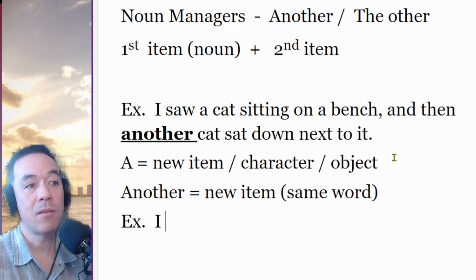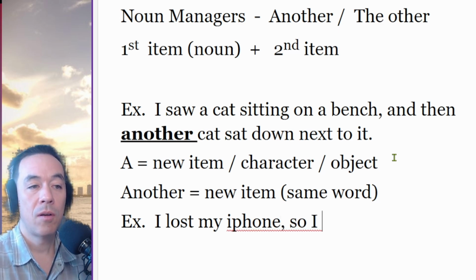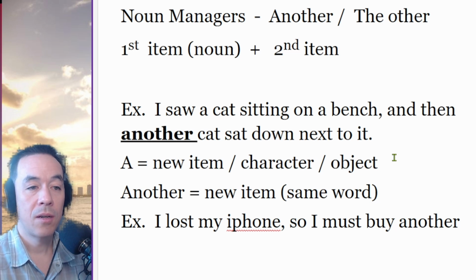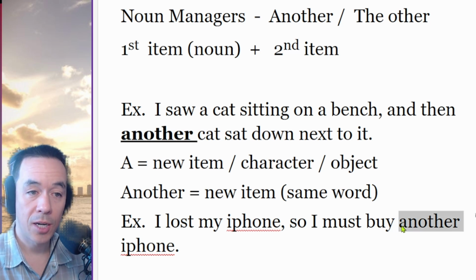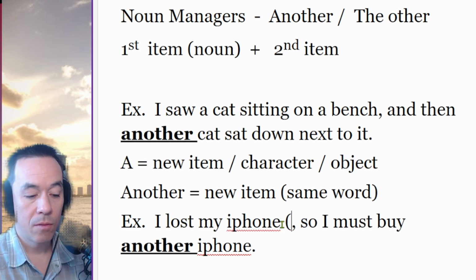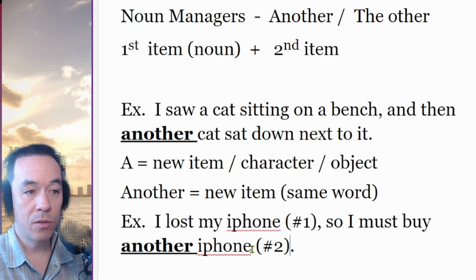Let's say, basically, I lost my iPhone. So that's number one, first iPhone. I lost my iPhone. It's gone. So I must buy another. So number two, another iPhone. Okay, so there we go. That is the job of another. So this one we know is number one, and this one is number two.